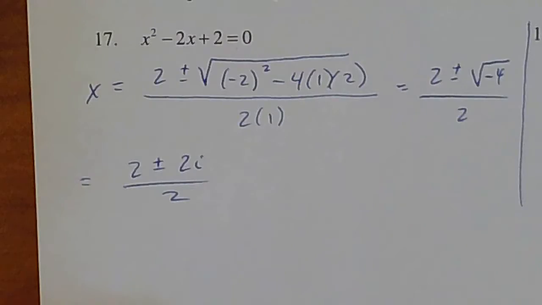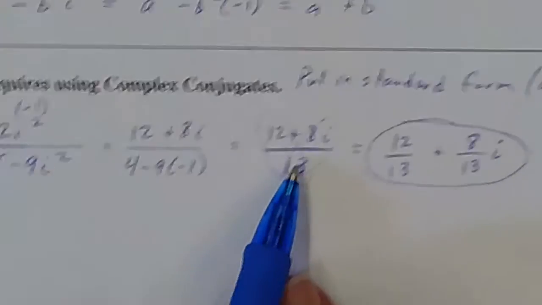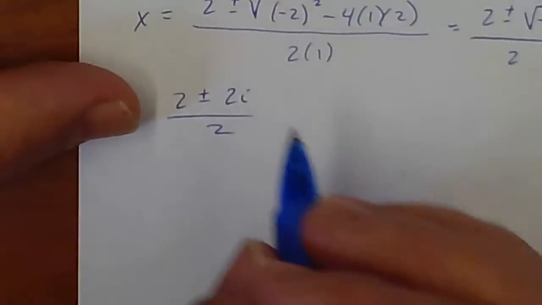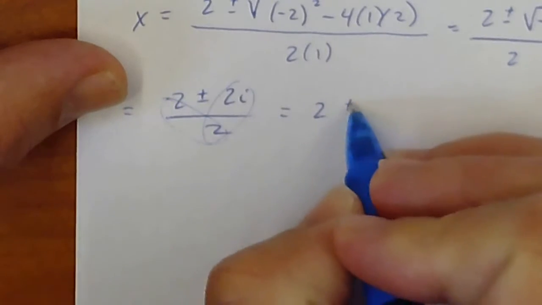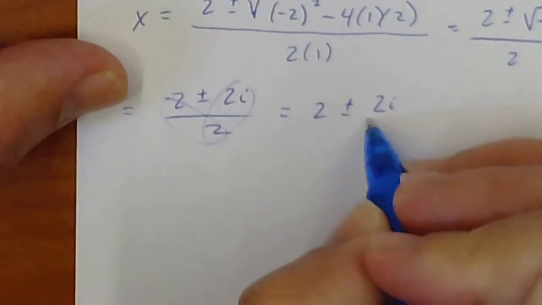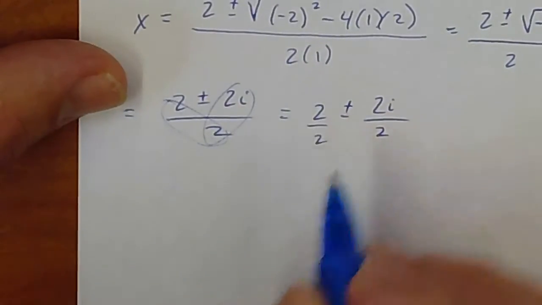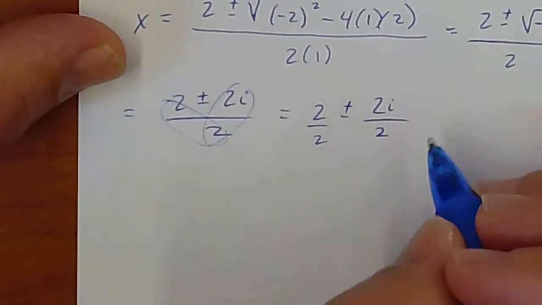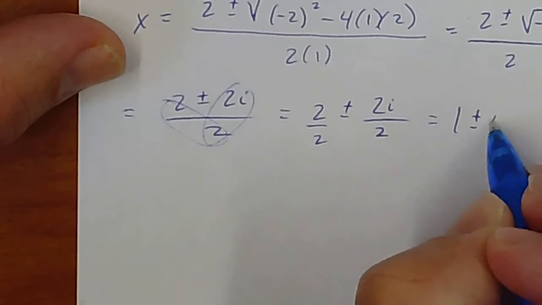All right, and then just use that skill I just worked on in 15 and 16. I said break it apart. Realize that both of these are being divided by 2 in this case, and break it apart and reduce. So that's divided by 2. This is divided by 2. So 2 plus or minus 2i over 2. Oops, I forgot to put that over 2. There we go, 2 over 2. So we end up with 1 plus or minus 1i.